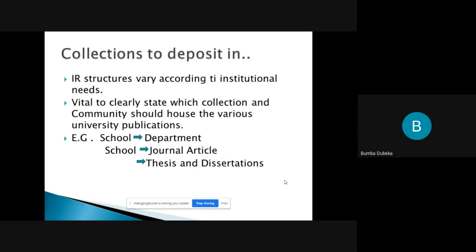We also learned that there's need to be clear on which collections to deposit which journal or which publication.